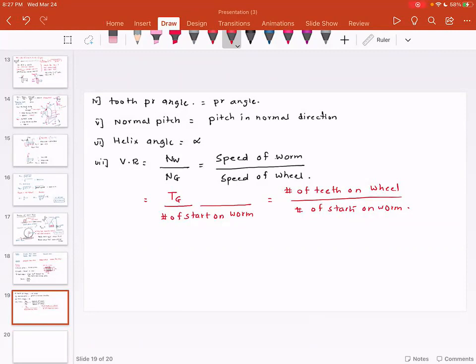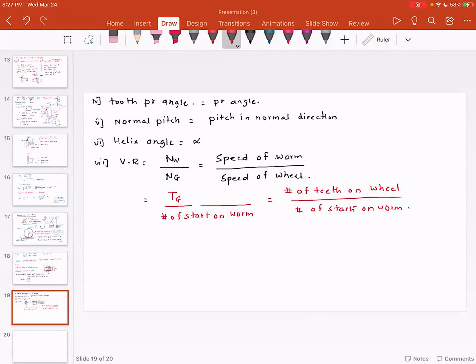So what is the difference between the worm wheel design and the gear design? In the case of gear design, we don't explicitly find out the heat loss or heat dissipation capacity of the gearing. But in the case of worm and worm wheel, that is an important factor that needs to be taken into account.